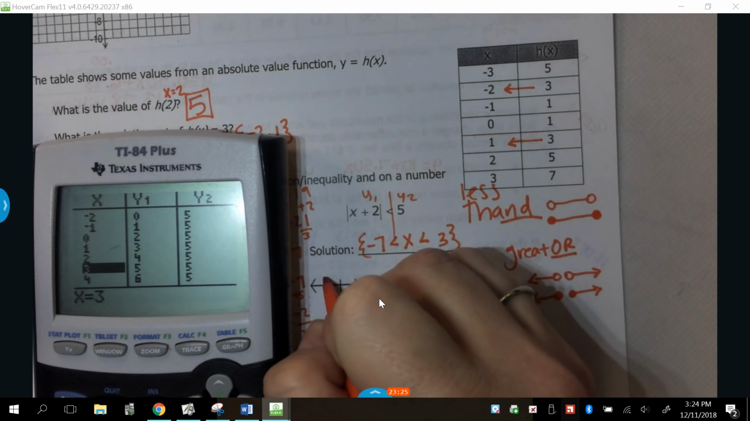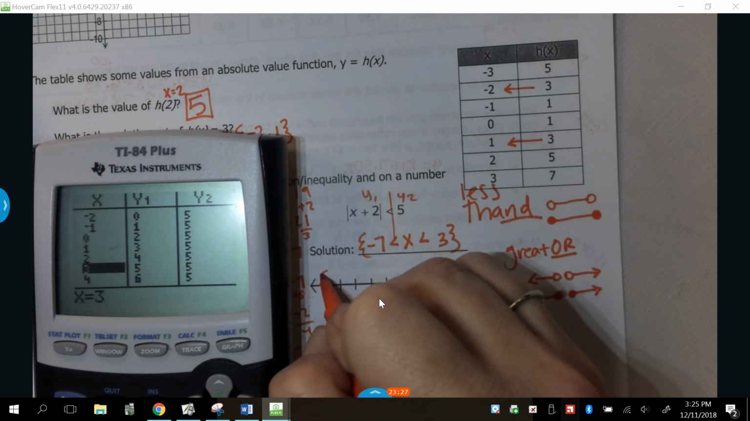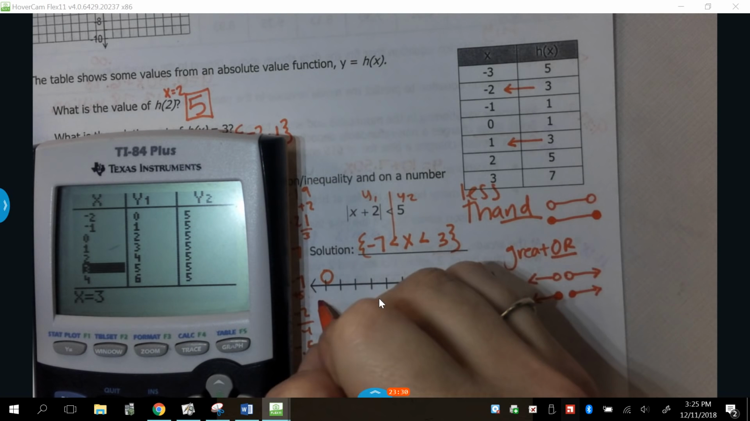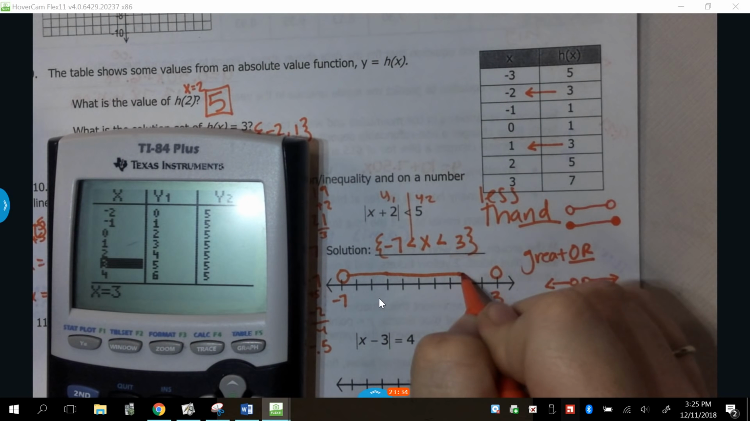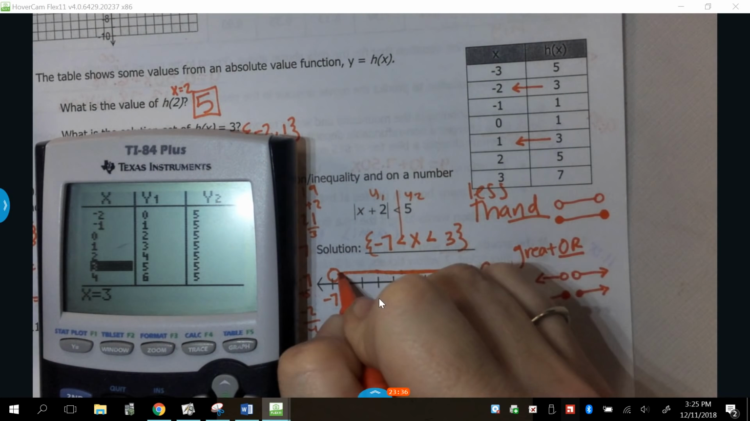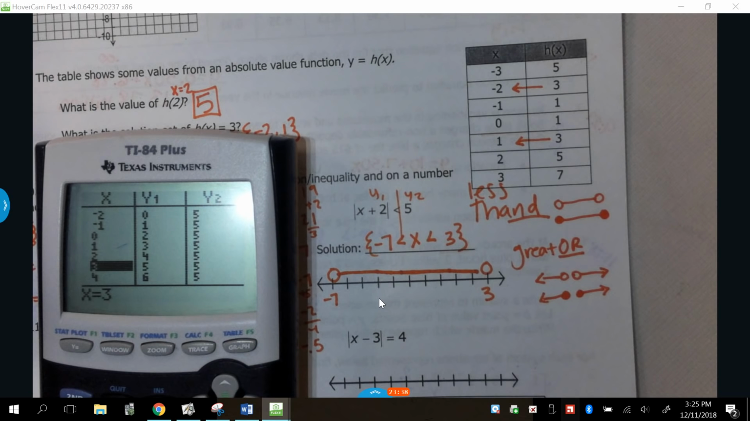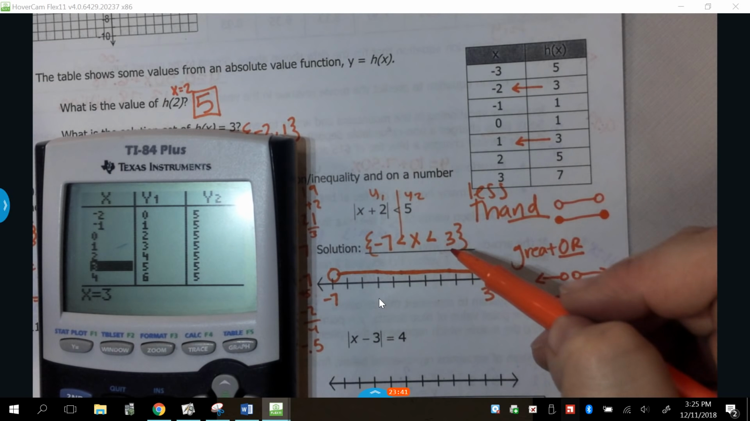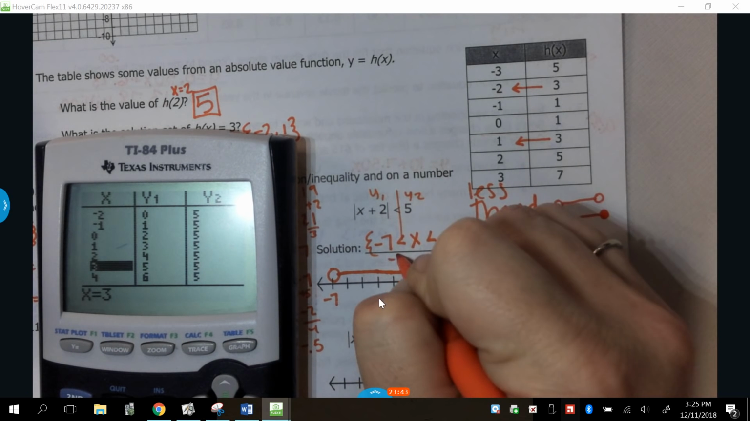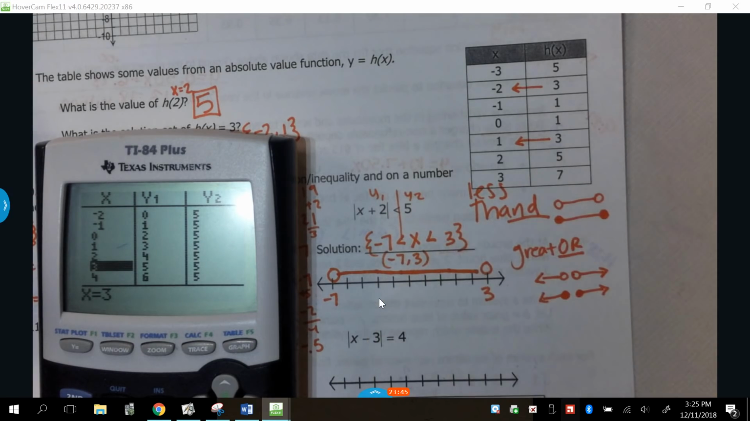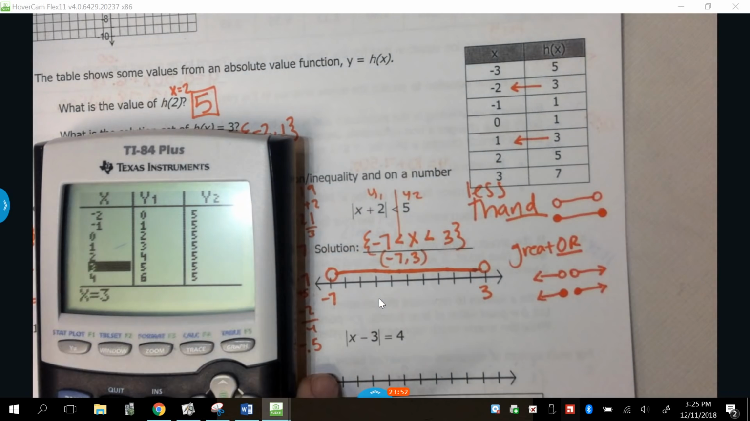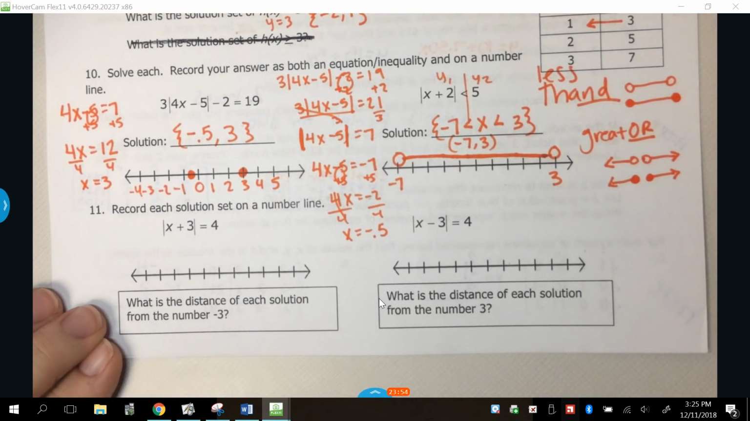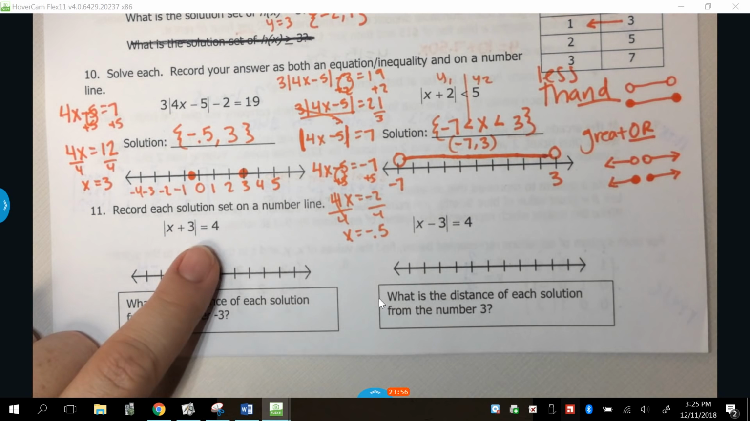So these are going to be open dots. Everything from negative 7 to 3 is a solution because it's less than. Now, I want you to realize you could also write this as negative 7 comma 3 with parentheses, because it doesn't actually touch negative 7 and it doesn't actually touch 3. So these are different.